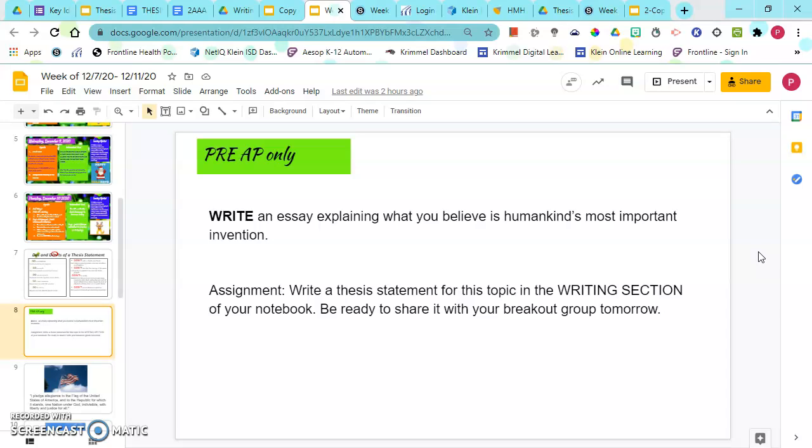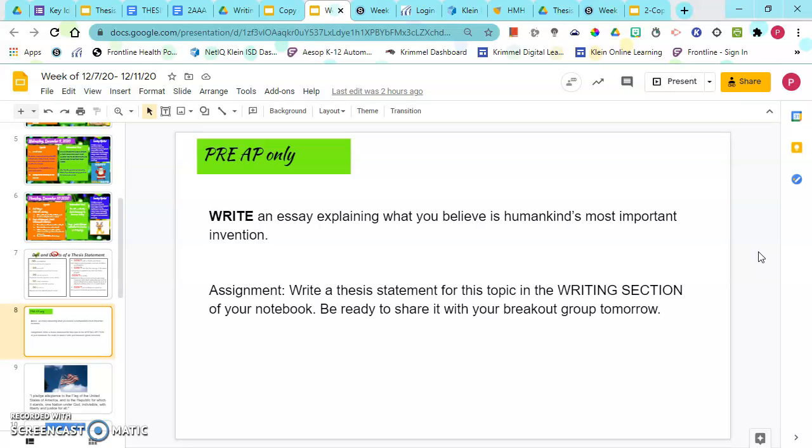Your assignment tonight or today is to write a thesis statement for this topic in the writing section of your notebook. Okay, I want you to bring it to class tomorrow and be ready to share with your breakout group during class. That is it.